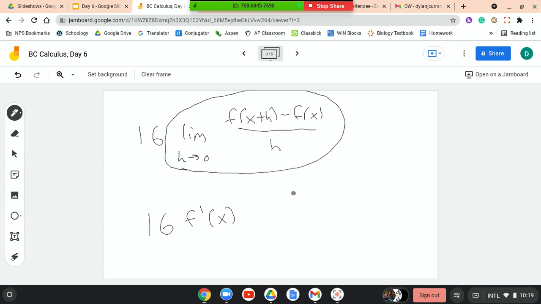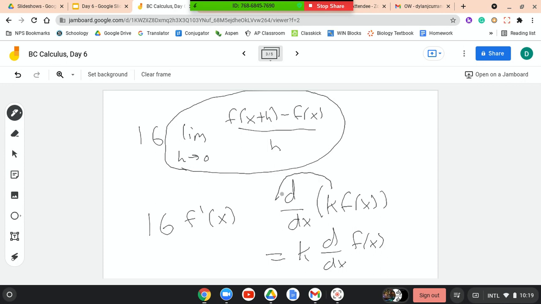So we just showed that if we took the derivative of a number times a function, it is equal to that number times the derivative of the function. So you can pull the constant, or the number, out of the derivative and multiply it by the derivative of the function. And we just outlined the proof for that. Does that sound cool?